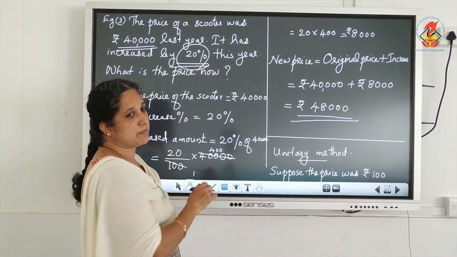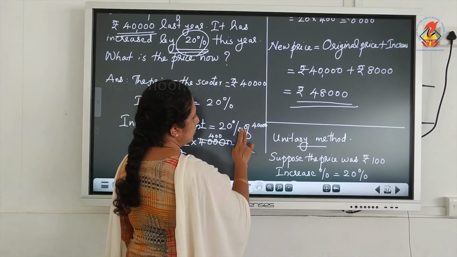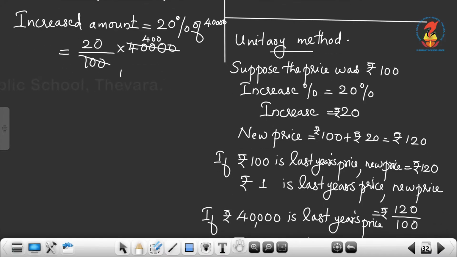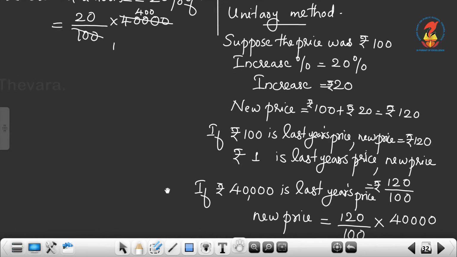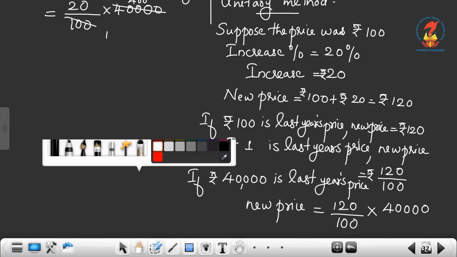Now, we can do this problem using the unitary method also. So, here I will show the steps of the unitary method. Those who want can follow those steps, or otherwise you can do it in the previous way. So, here the percentage is given. What is the percentage given?